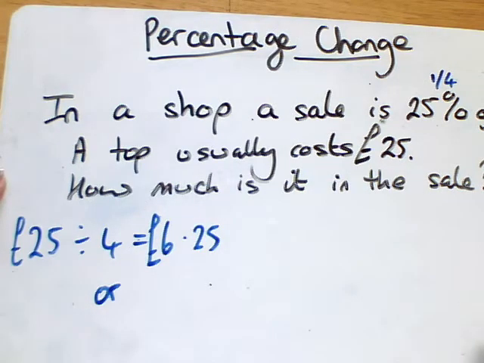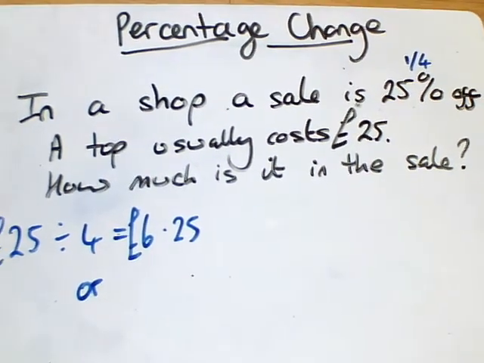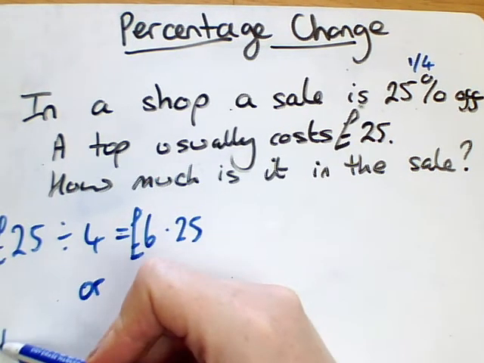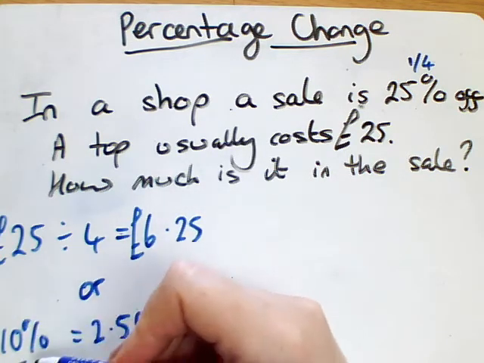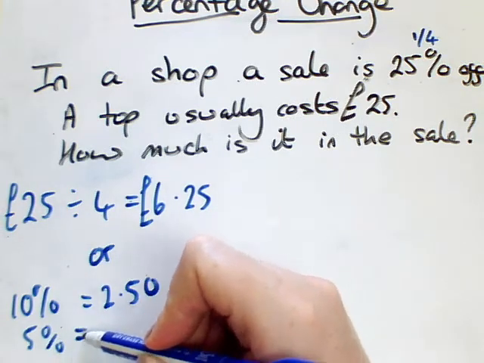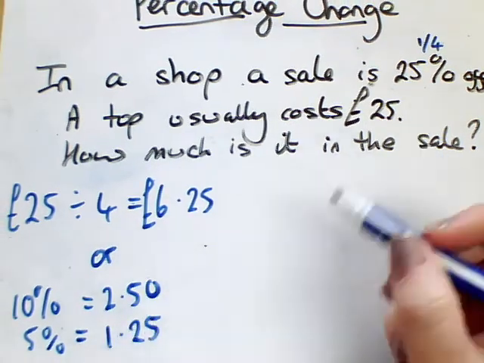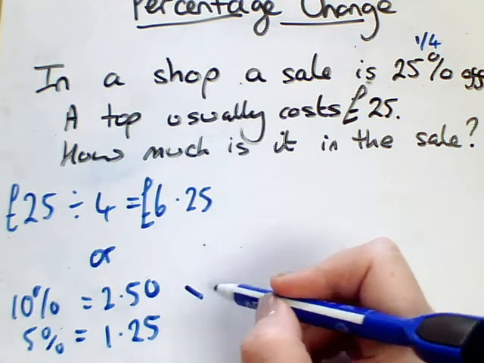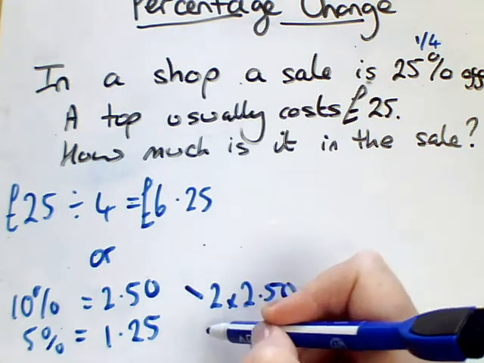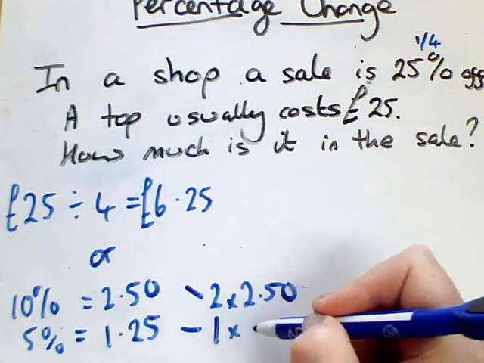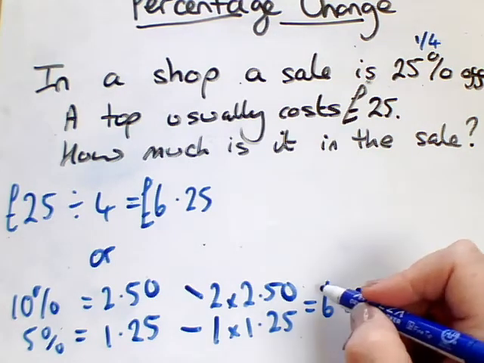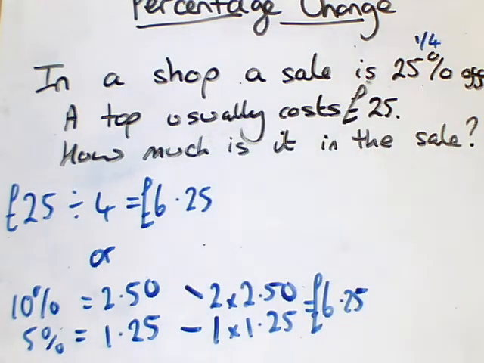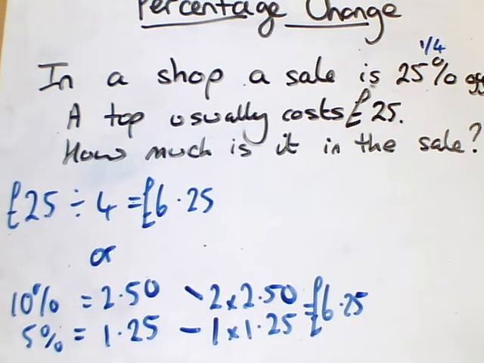Or we could do the method we did the other day, which is we can find 1%, 10%, and we can work from there. Okay, so 10% of this is £2.50. 5% is therefore going to be £1.25. Okay, and I want 2 of these, and I want 1 of these, which again is going to give me £6.25. Okay, so either of those methods would work for this one because it's 25% off, a quarter of the price.